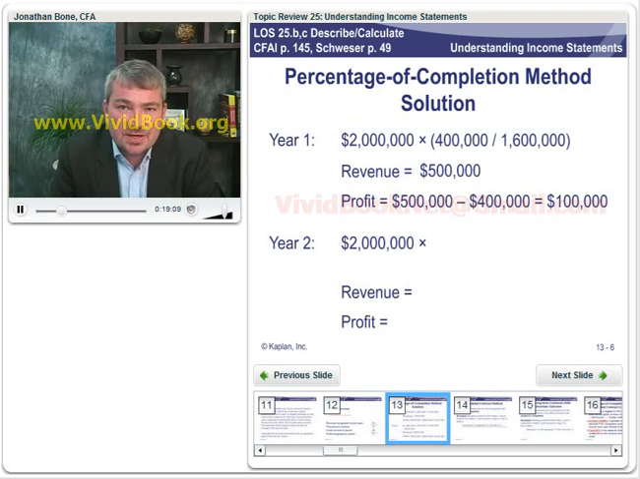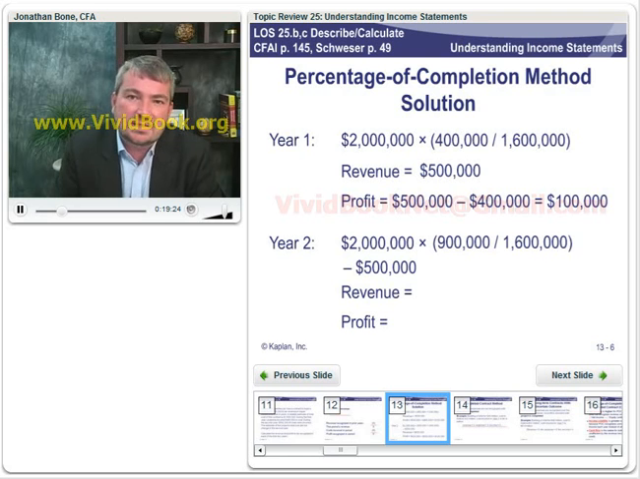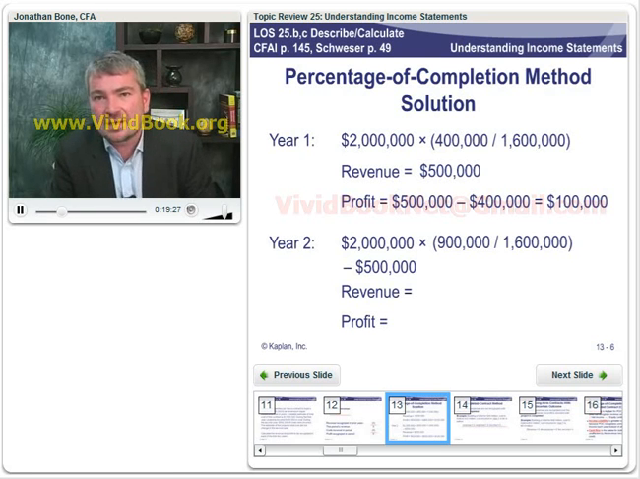Okay, in year two, we're going to take our $2 million contracted sales price and multiply it by the cost incurred to date. $400,000 in year one, $500,000 in year two, so $900,000, and it's going to be $900,000 over the total cost of $1.6 million. Okay, let's see what the figure is that we get from that. I'm just going to have to quickly do it on my calculator. So 9/16, 900,000 over 1.6 million times our 2 million contracted selling price, and we get $1.125 million. Be careful.